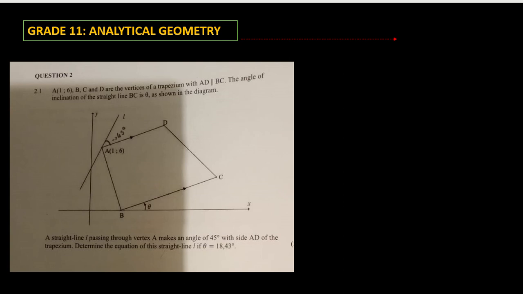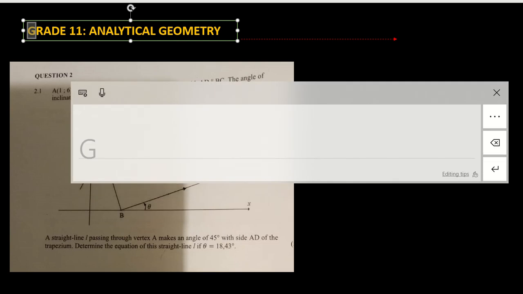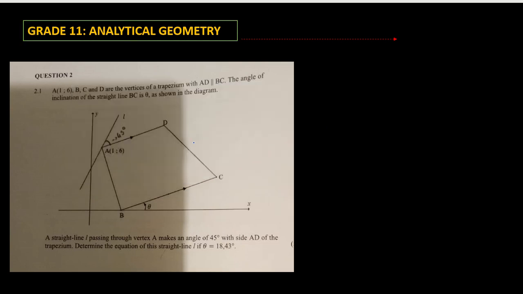Hello, this is a grade 11 problem in analytical geometry. What we have is a diagram, and we see it's a trapezium, the trapezium AD, BC, the sides AD and BC are parallel to each other, okay?